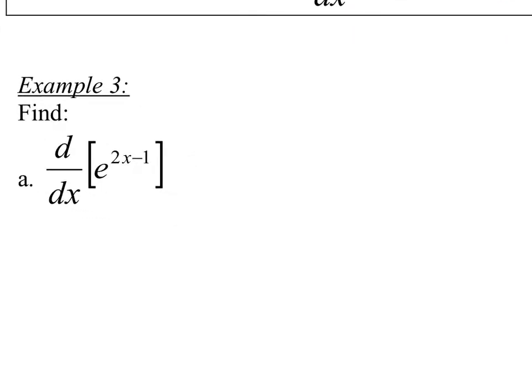If I have the derivative of e to the 2x minus 1, what's this going to be? It's e to the 2x minus 1 times 2, times the derivative of 2x minus 1. Everyone got that? Alright.